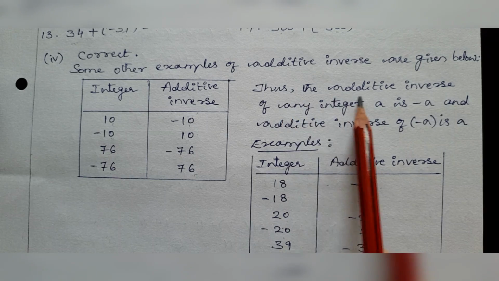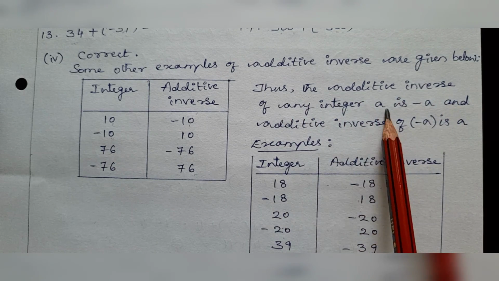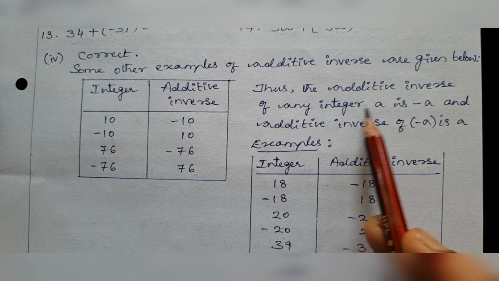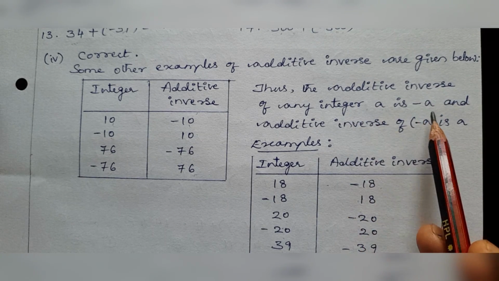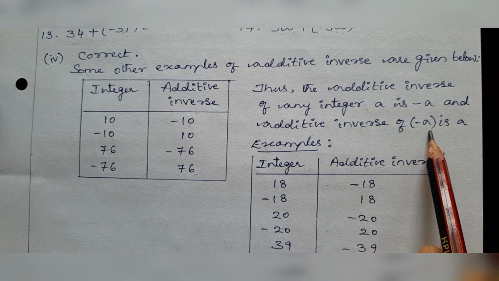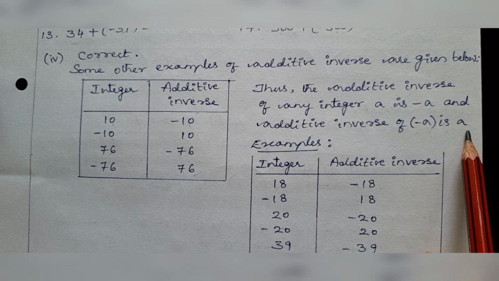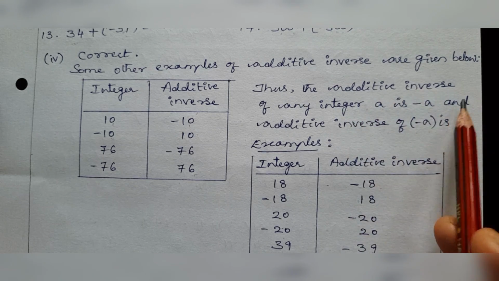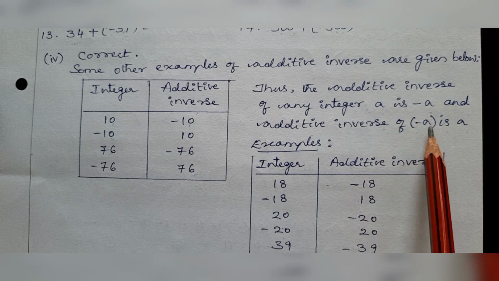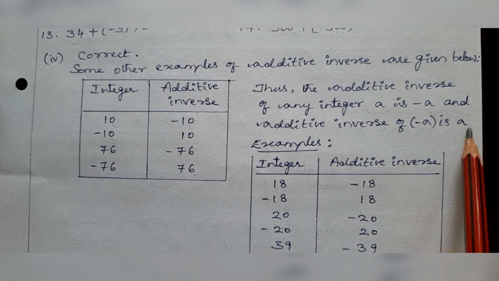So thus, the additive inverse of any integer a is, if the integer is positive, the answer will be negative, and if it is negative, the additive inverse of a negative integer is a positive integer. That's all. The additive inverse of a positive integer is a negative integer. The additive inverse of a negative integer is a positive integer.